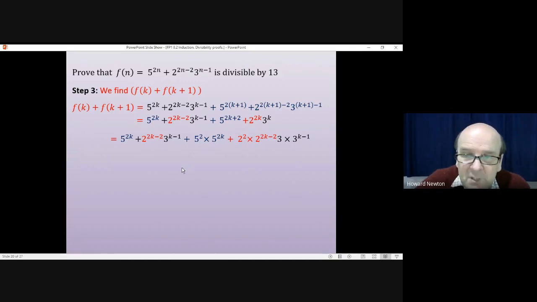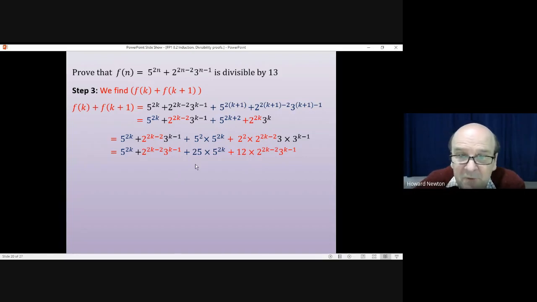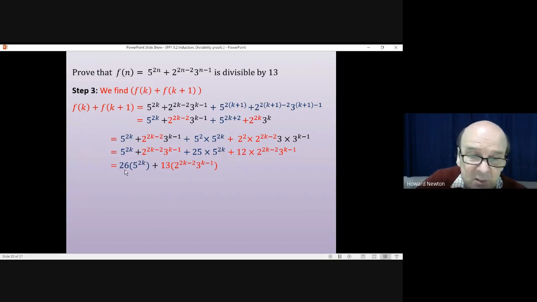Now, having done that, we can collect terms. First of all, a little bit of simplification. 5 squared is 25, 2 squared times the 3 gives us the 12 from there. Now, adding things together, we've got 1 lot of 5 to the power of 2k plus 25 lots of 5 to the power of 2k. We add those together and we'll get 26 lots of 5 to the 2k. And over here, we've got 1 lot of this expression plus 12 lots of exactly the same expression. That'll give us 13 lots of that expression.